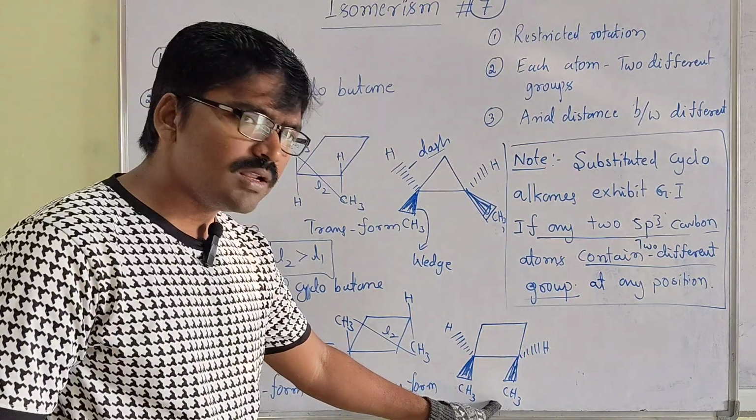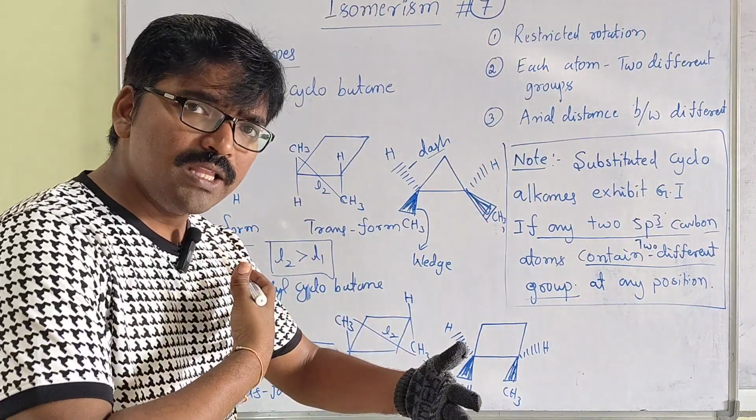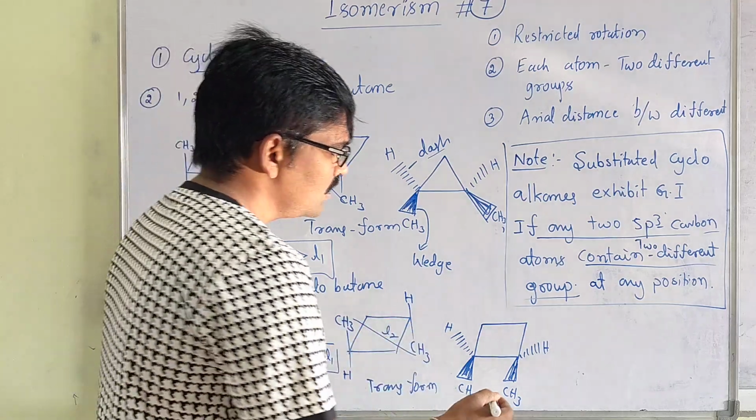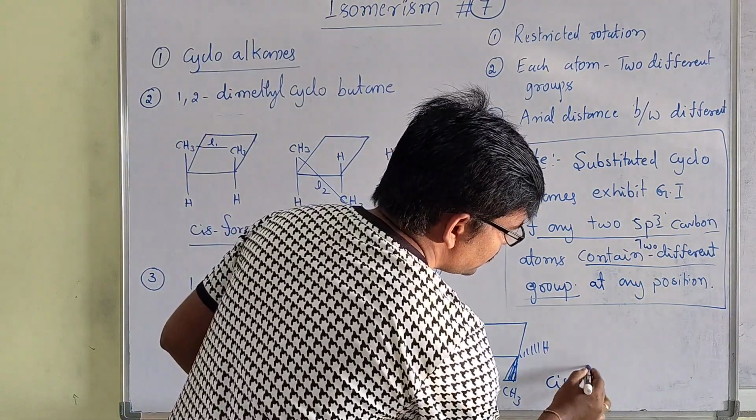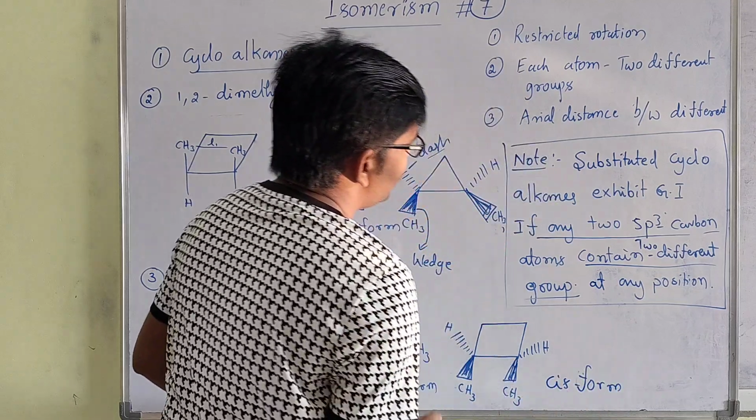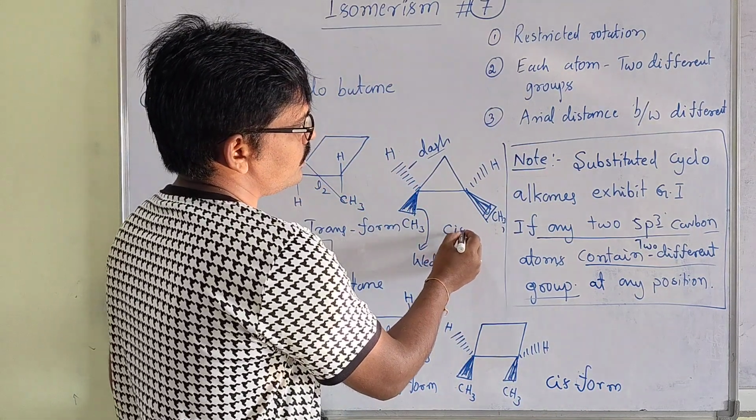So is that cis form or trans form? Both are on one side, both are near the observer. So that is a cis form. Even this is also a cis form.